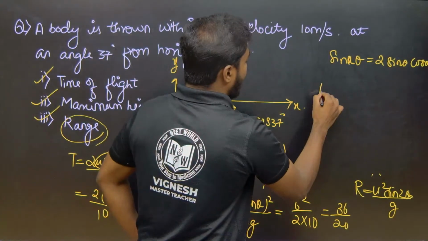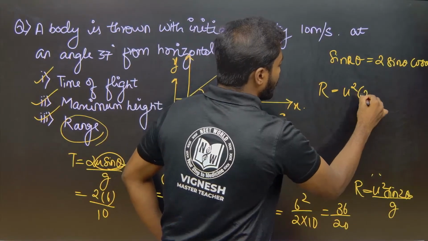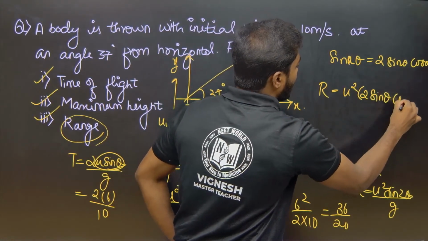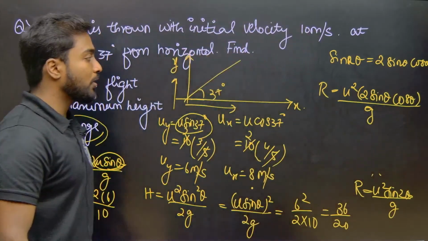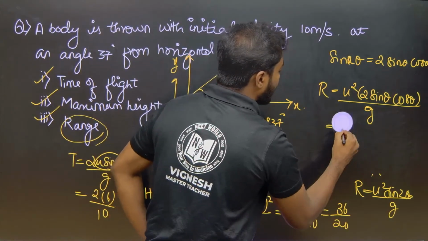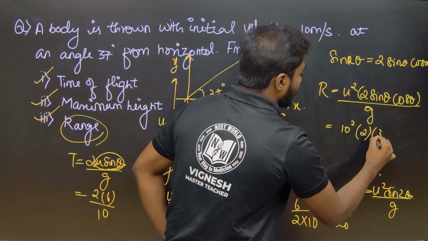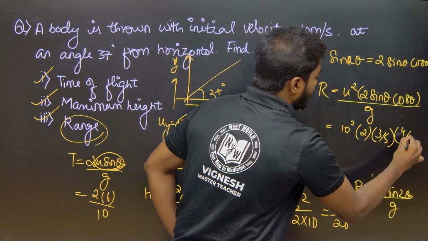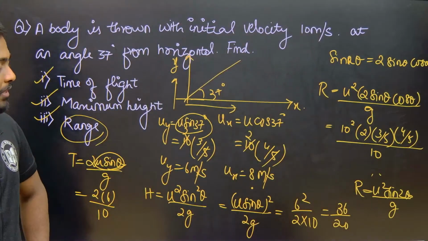Yeah, R is equal to u square into 2 sin theta cos theta by g. I can substitute the values. So sin 37, cos 37. So u square, that is 10 square into 2 into 3 by 5 and 4 by 5 divided by 10. You will get the final answer for the range.